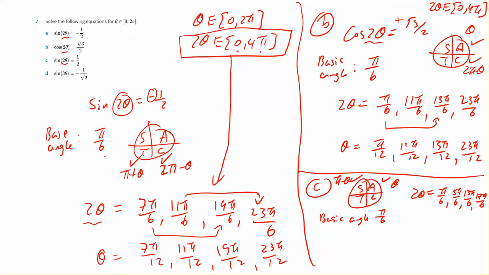Okay, we're not done yet. We want to solve for theta, so just divide by 2: pi over 12, 5 pi over 12, 13 pi over 12, and 17 pi over 12.